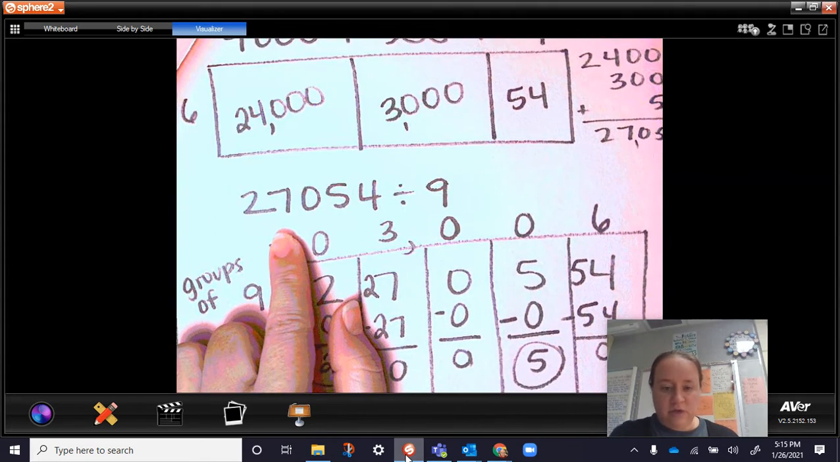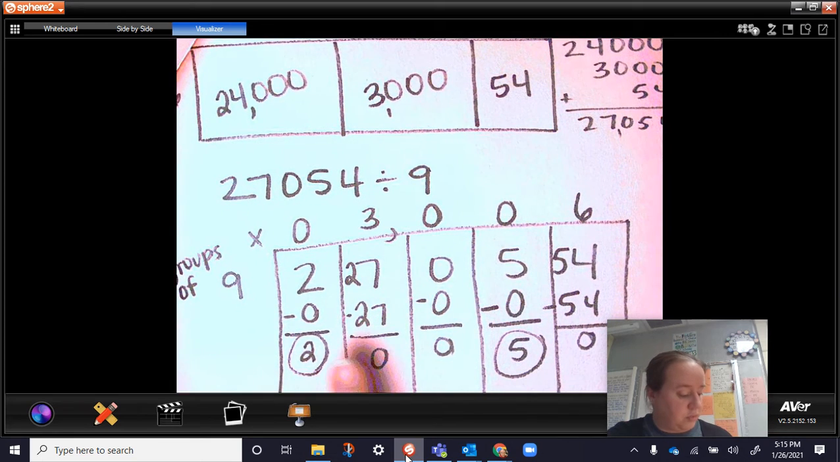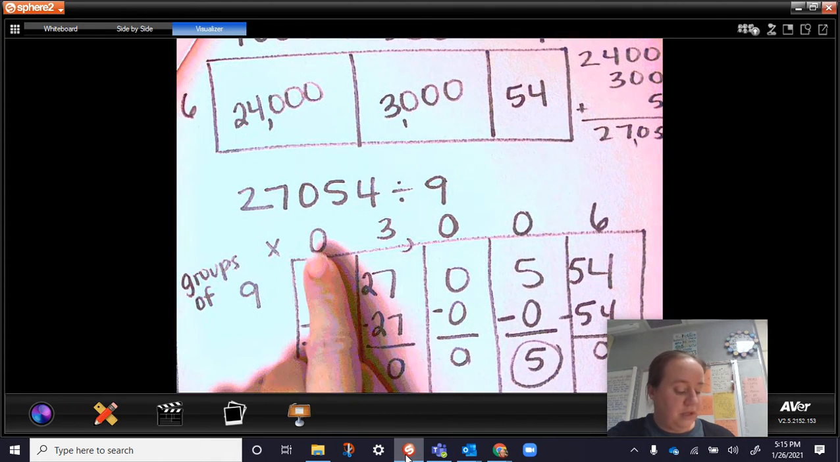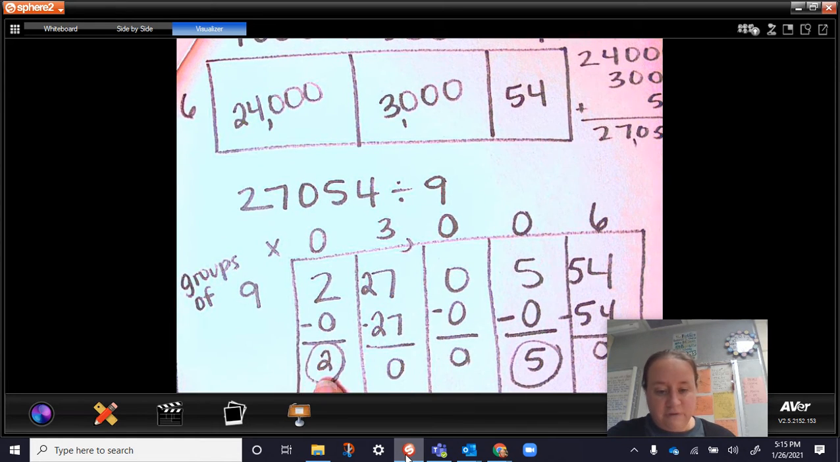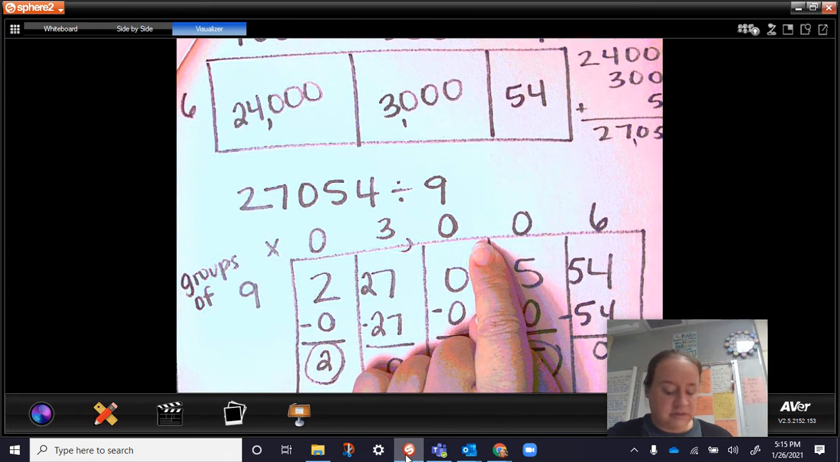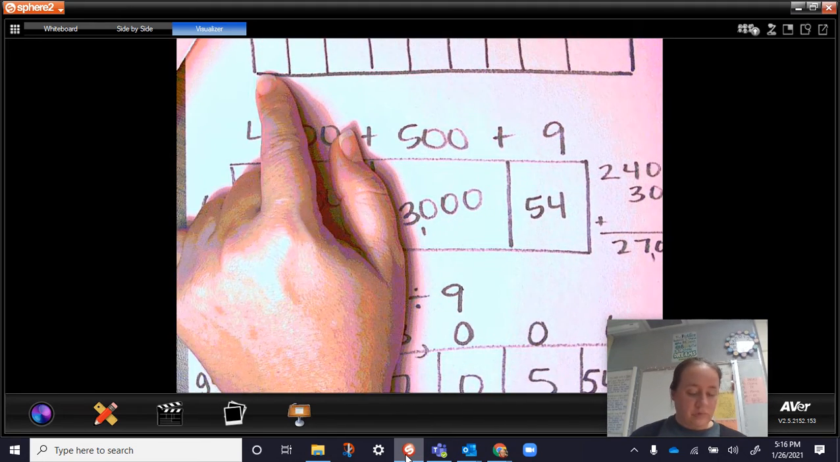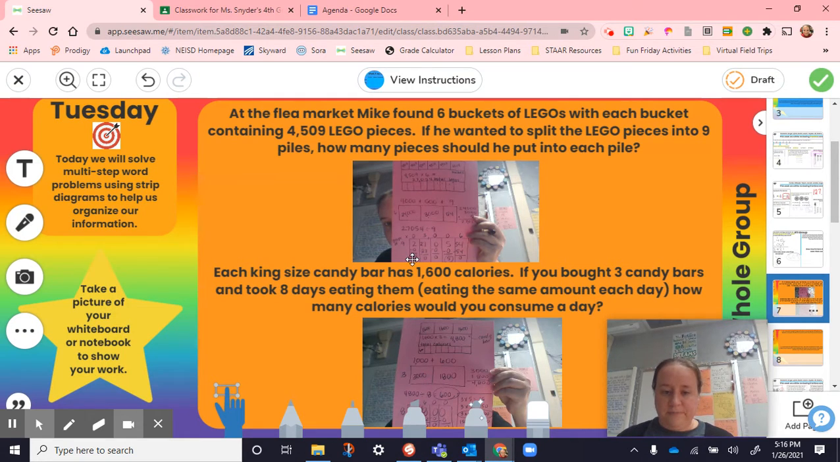27,054 divided by 9. It's really long, but guess what? It's the same process, step after step. So just practicing asking how many groups does that 9 go into that number, putting that group on top, multiplying it, putting that number on the bottom, subtracting it. If you have an amount left over, putting it up to the next number, and so on. Every single box, the same steps, and you should get 3,006. So that's how many are in each of these 9 piles. All right, so we uploaded our work there.